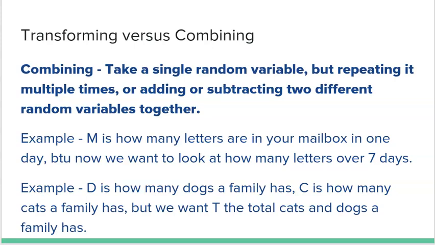A different example could be if D is how many dogs a family has, and C is how many cats a family has. But we want to add those together. We want to look at T, the total of cats and dogs that a family has. So in that case, we're adding 2 different random variables together. So transforming is more about converting or just adding a constant, versus combining is really more about repeating a random variable or combining 2 random variables together.